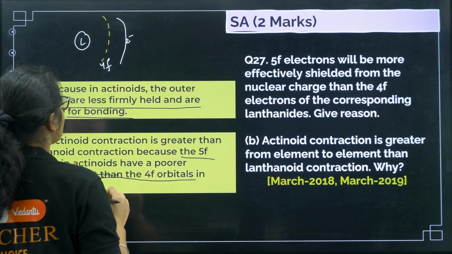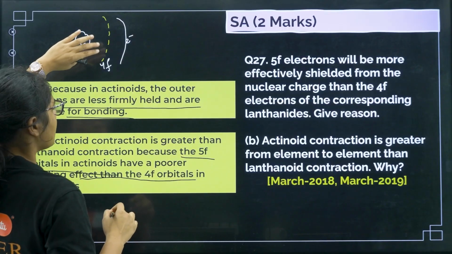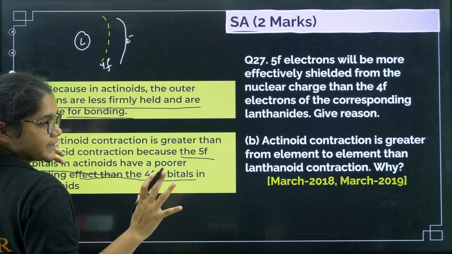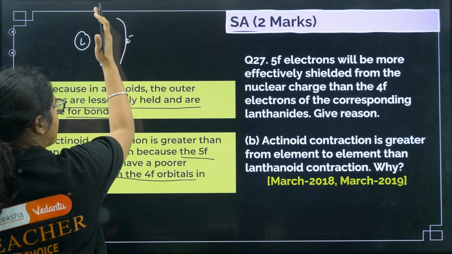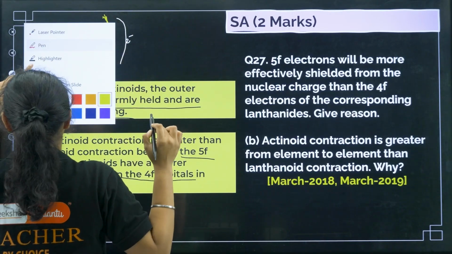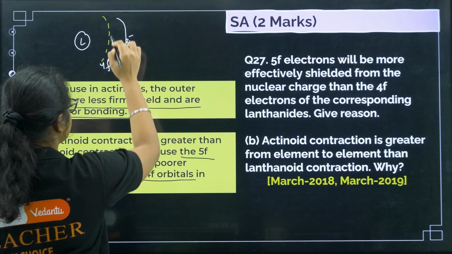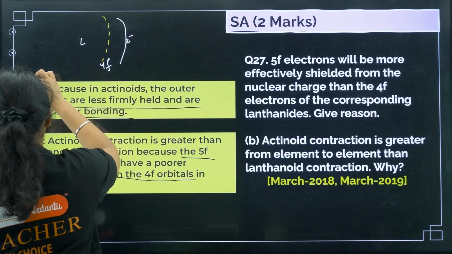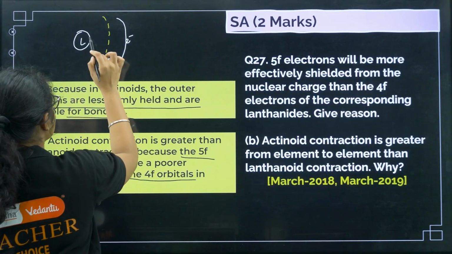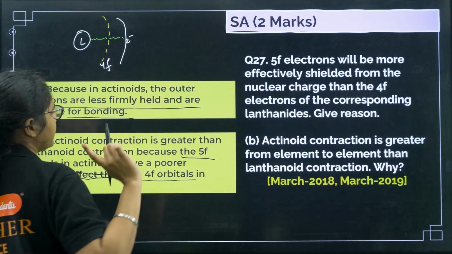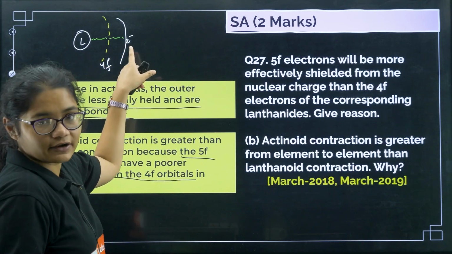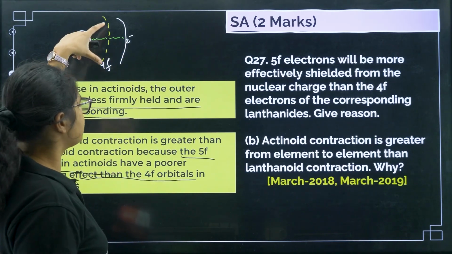Because these electrons have a poor shielding effect, they do not shield the nuclear charge properly. So what happens is, the nuclear charge reaches the last electron, but very little nuclear force is experienced by this electron. Why? Because the shielding effect is poor.